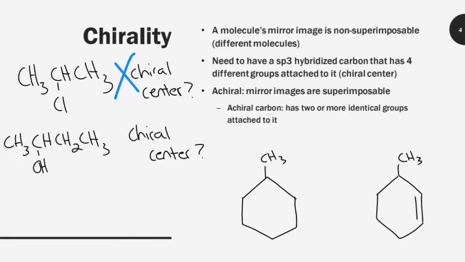And then this one here, this first carbon that has 3 hydrogens on it, that's not chiral. The second one, I have an OH group, I have a hydrogen, I have an ethyl group, and a methyl group. So that's 4 different groups. So this one right here is chiral. And then the other ones have multiple hydrogens on them, so not chiral.